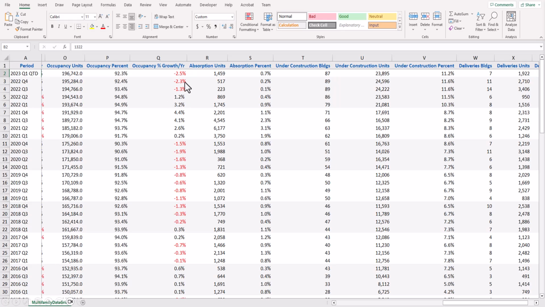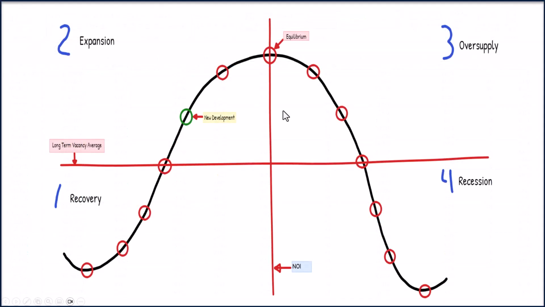So where would we place this on the market cycle chart? Well, it becomes fairly easy now to say that, remember, we were sitting on that long-term occupancy line, but we still have year-over-year rent growth. Absorption is slowing, rent growth is slowing. It's actually going negative quarter over quarter, but it's still positive year over year.